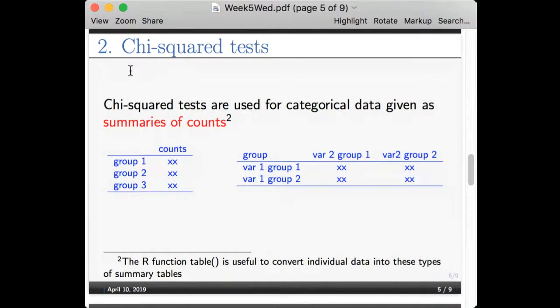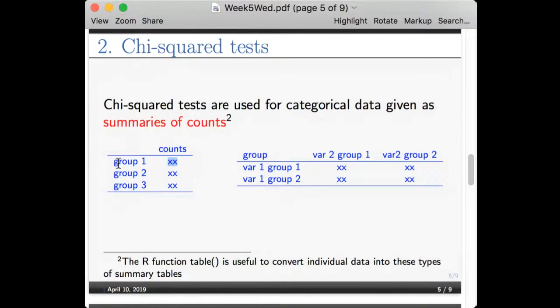Yeah, okay, good. So let's move on to chi-square tests now. Chi-square tests are used for categorical data, and usually they're given as summaries of counts. So you might see group 1, group 2, group 3. This is where you have one categorical variable and various counts. The XX just refers to certain numbers.